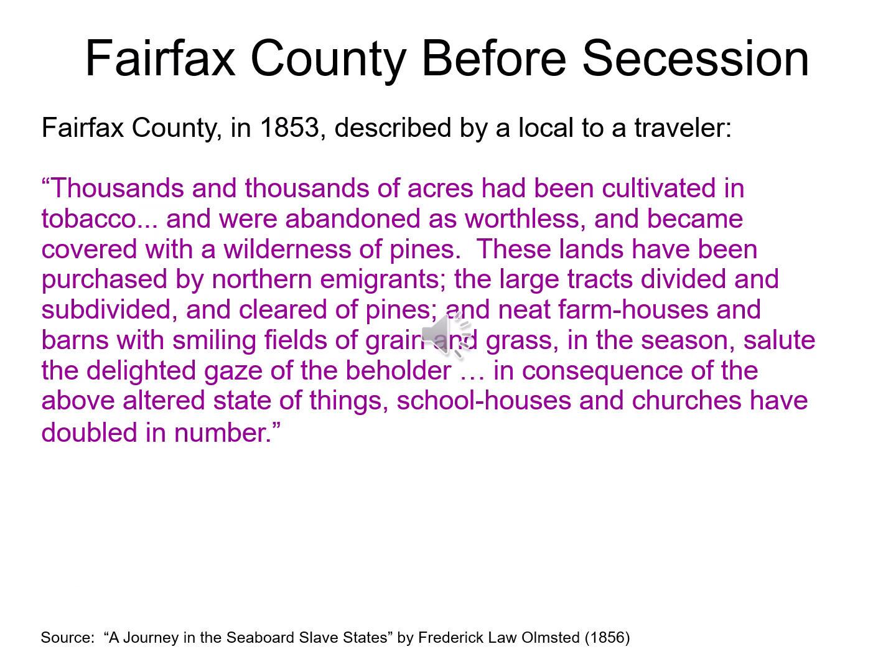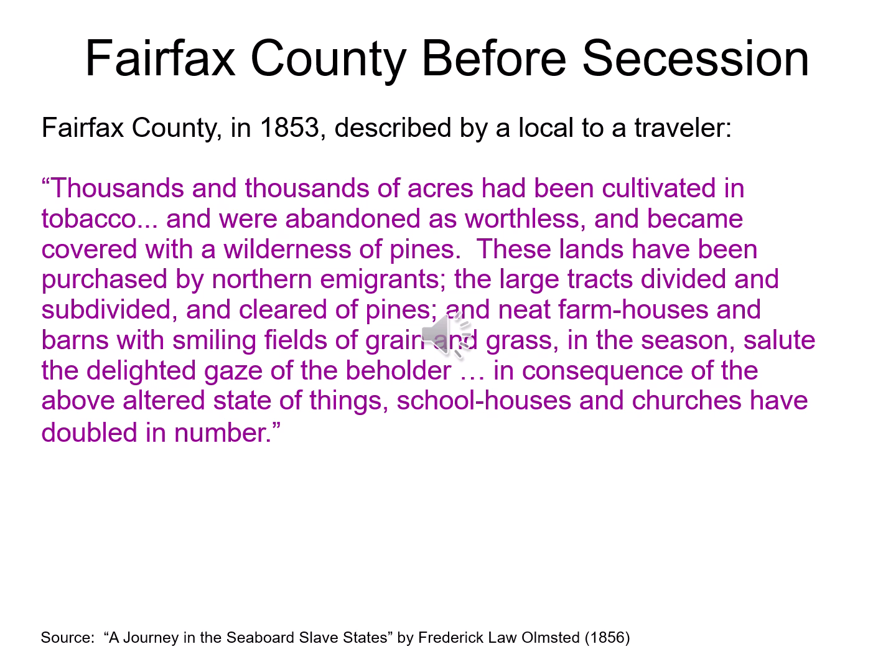Sorry for the wall of words here, but I'd like to wrap up the presentation with before and after. Reading the before slide, the author Frederick Law Olmsted toured the South in the 1850s and later designed acclaimed public parks across the United States. Fairfax was described to him as thousands and thousands of acres had been cultivated in tobacco and were abandoned as worthless and became covered with a wilderness of pines.